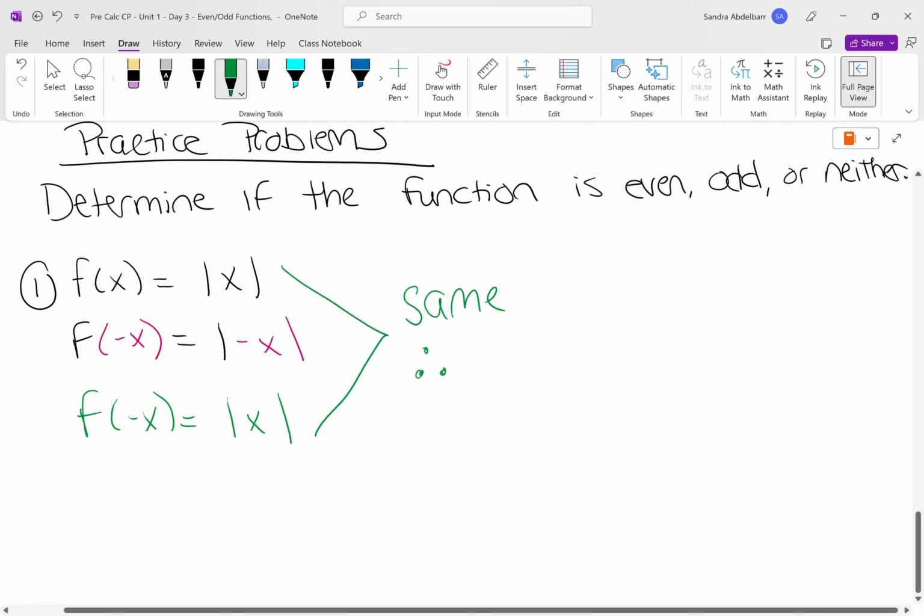Good. It's the same, therefore. Do you guys know the 3 dots means therefore? 3 dots in the shape of a triangle means therefore. So same, therefore, even function.